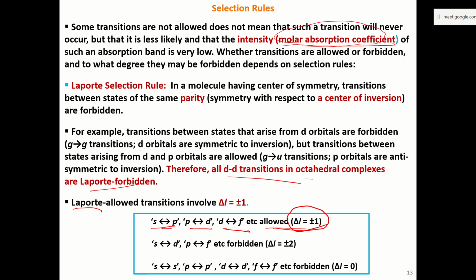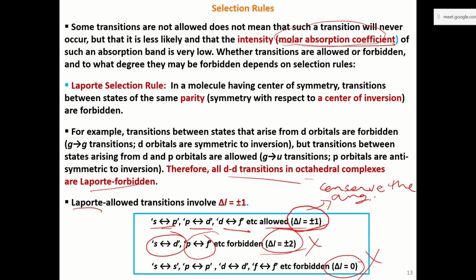Okay, so when you are looking for an S to D transition or a P to F transition, delta L plus minus 2 is not possible. Delta L 0 is also not possible, because here we are able to conserve the angular momentum of the photon. फोटोन का एंगुलर मोमेंटम आप कंजर्व कर पा रहे हैं, राइट.